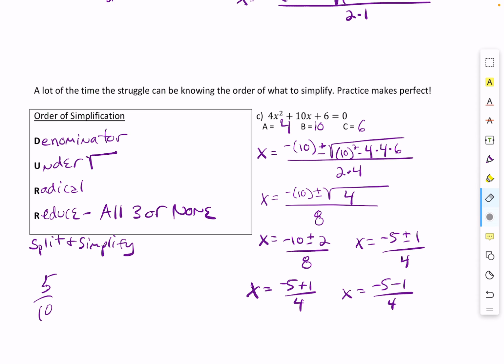And I'm almost there. Now I can simplify it. So -5 plus 1 is what? What is that? Come on, guys, wake up. -4. And then divided by 4. So what's my first x? Yeah, there we go. And then on this one, it's -6 over 4. Does that reduce at all? Or am I done? There you go, -3 over 2, because it reduces by 2.